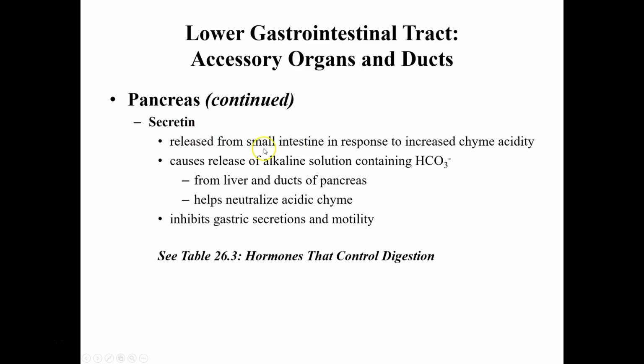Secretin, which is actually produced in the small intestines, activates the pancreas and the liver, so it stimulates them to release alkaline materials so that we can neutralize the acidic chyme that's entering into the small intestine. So it gets secreted in response to that acidic environment.